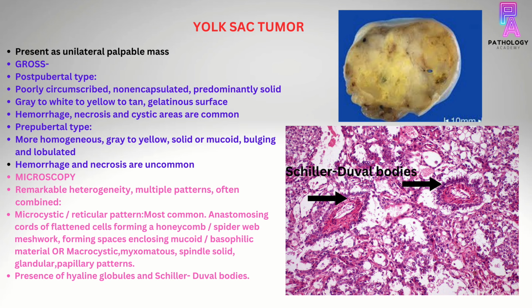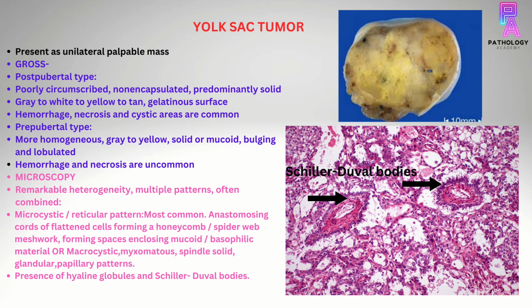Grossly, the postpubertal type yolk sac tumors are poorly circumscribed, non-encapsulated, and predominantly solid. They are gray to white to yellow to tan and have gelatinous surface. Hemorrhage, necrosis, and cystic areas are common in these. In prepubertal type yolk sac tumors, they are more homogeneous, gray to yellow, solid or mucoid, and have bulging and lobulated surface.